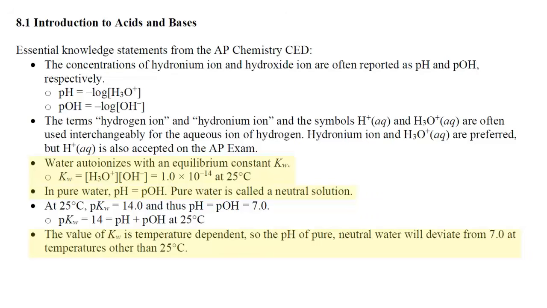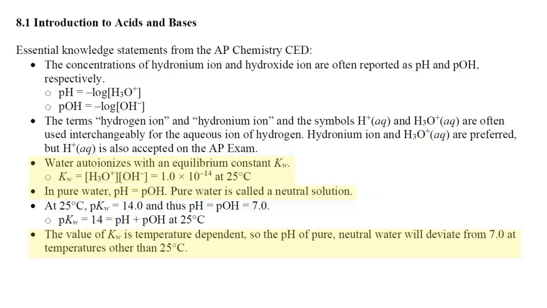And on this slide, I've highlighted some important information that is relevant to answering question 1. Water autoionizes with an equilibrium constant Kw. Kw is equal to the concentration of the hydronium ion, H3O+, times the concentration of the hydroxide ion, OH-, and that value of Kw is 1.0 times 10 to the negative 14 at a temperature of 25 degrees Celsius.